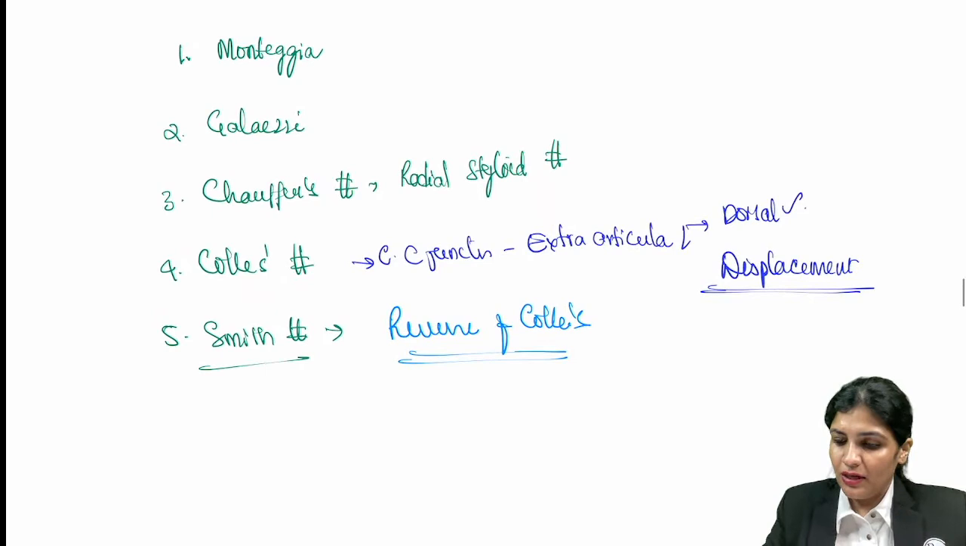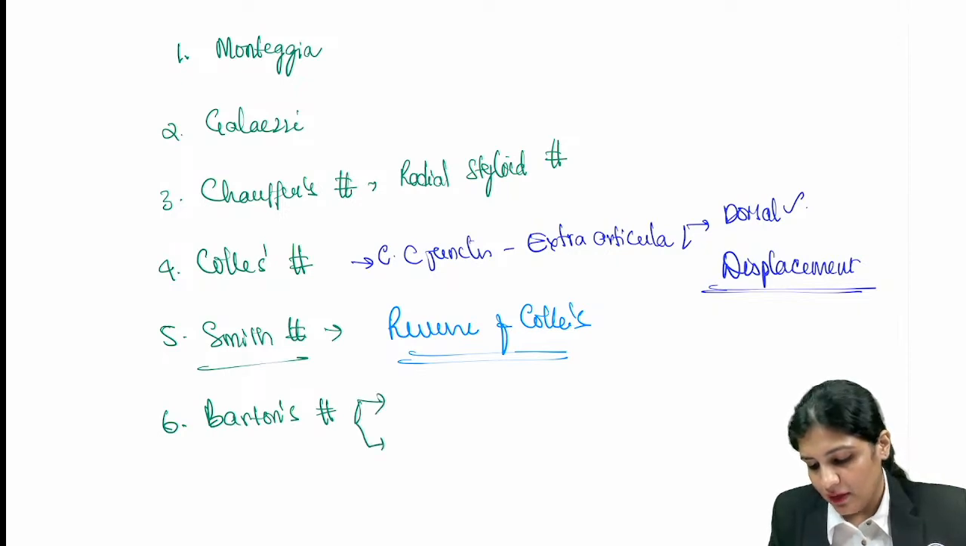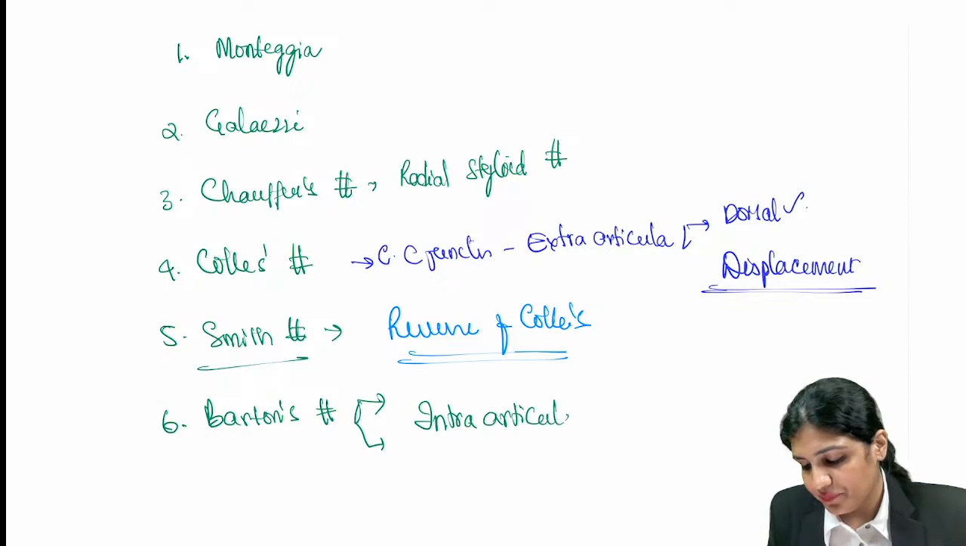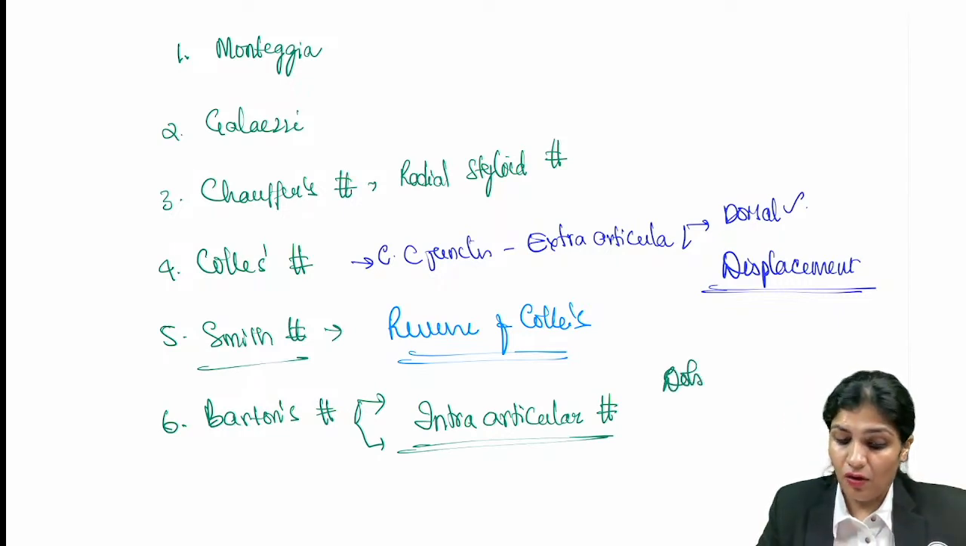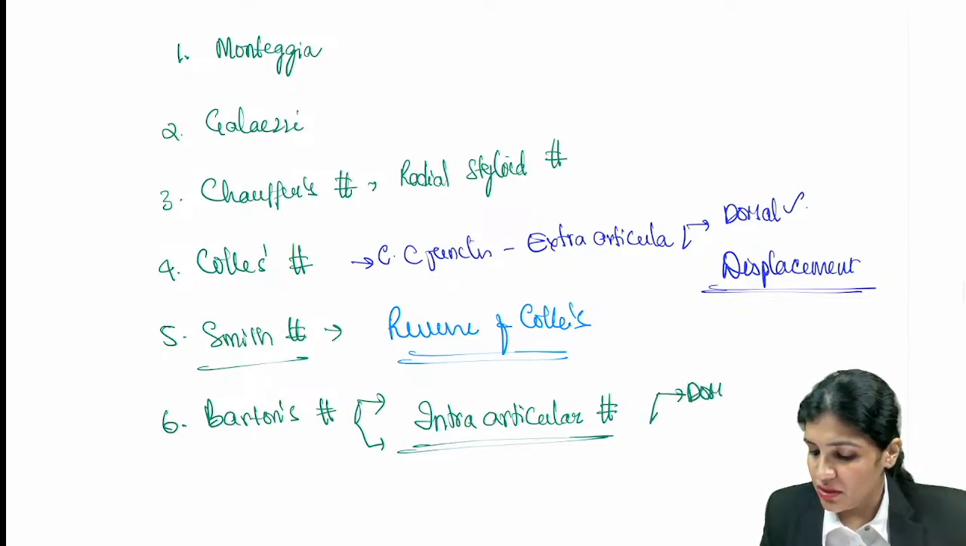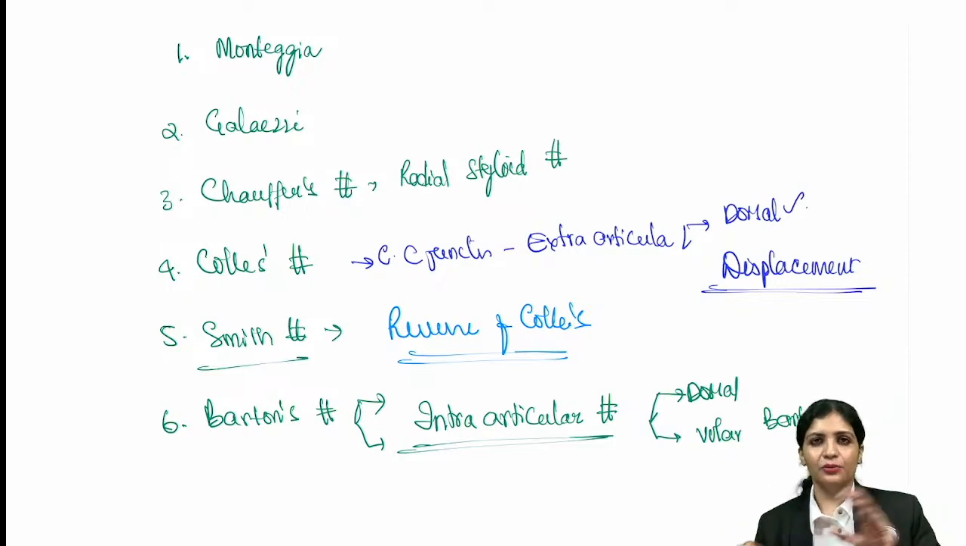And there is one more, that is your Barton's fracture. So what is a Barton's fracture? This is mainly an intra-articular fracture. So there will be an intra-articular extension of the fracture, and this could be a dorsal or a volar Barton's, right? So this is of two types. So it could be a dorsal Barton or a volar Barton's fracture. So those are the various eponyms of the fractures around the distal radius.